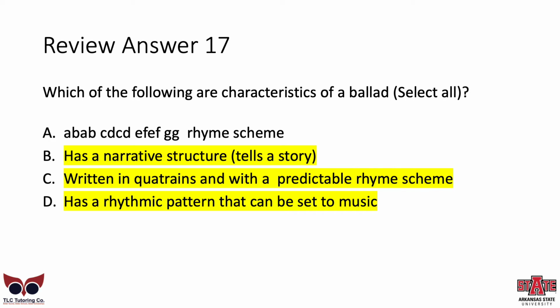The correct answer for this is B, C, and D. A ballad has a narrative structure and tells a story. It is written in quatrains, and it does have a predictable rhyme scheme, and it does have a rhythmic pattern that can be set to music. Letter A, the rhyme scheme described, would apply not to a ballad, but to a sonnet.